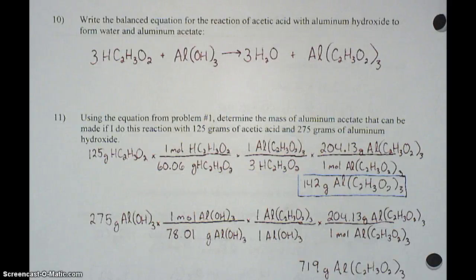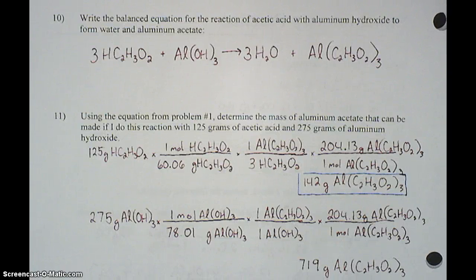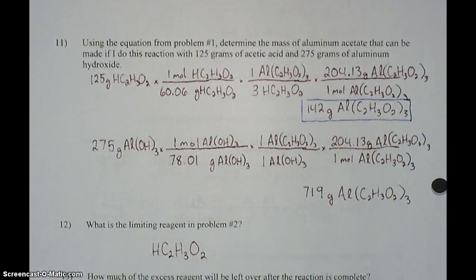And as you can see, one of the two gives me a significantly lower amount. 142 grams of aluminum acetate is what will be produced if we use up all 125 grams of our acetic acid. The other amount tells us what we could get if we used up all the aluminum hydroxide, but it's clear that we've run out of acetic acid long before we'll get up to that 719 grams. So the actual amount we can expect produced is 142 grams of aluminum acetate. That means that the acetic acid, the starting chemical that gave us our lower amount, was our limiting reagent.